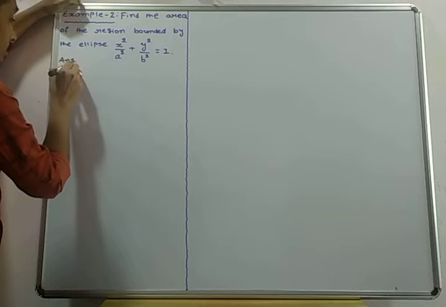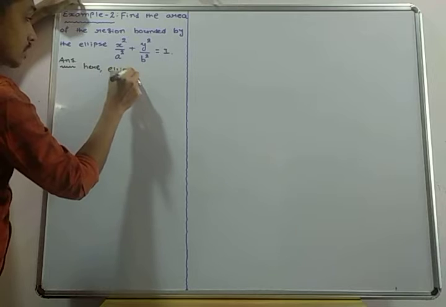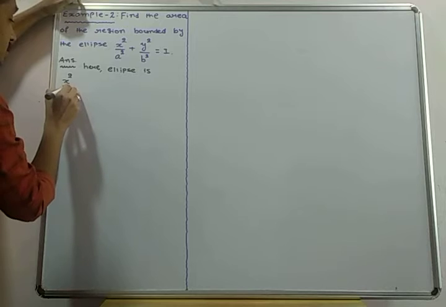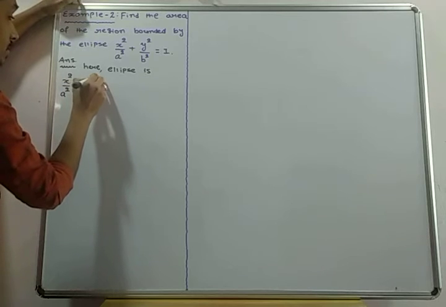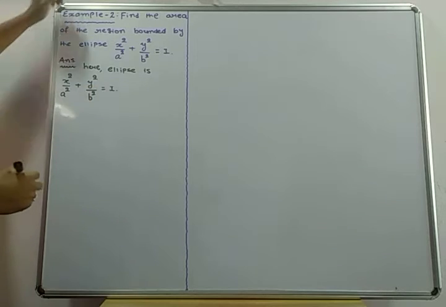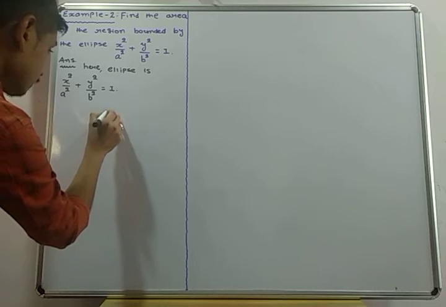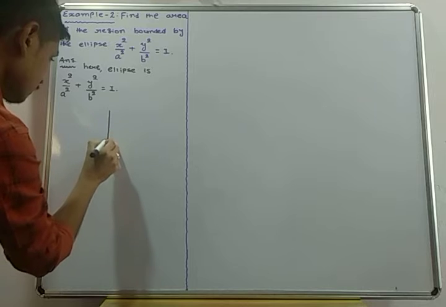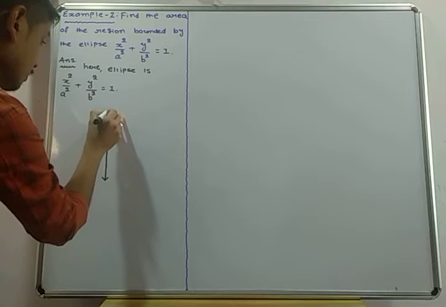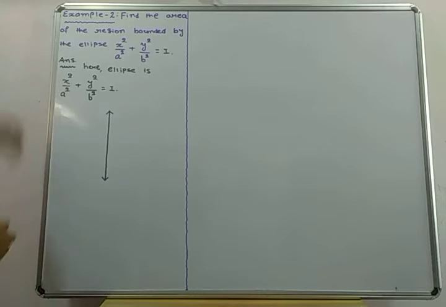So here the ellipse is x square by a square plus y square by b square equal to 1. Now making this ellipse, here there is no need to decide any case, whether the ellipse is a horizontal shape or a vertical shape. Draw any one.